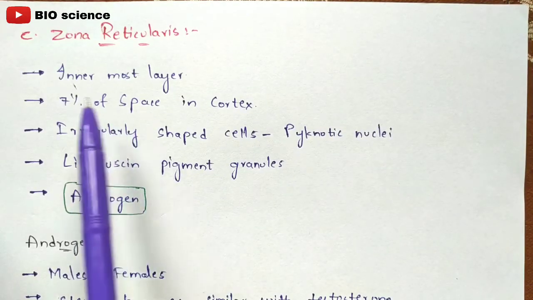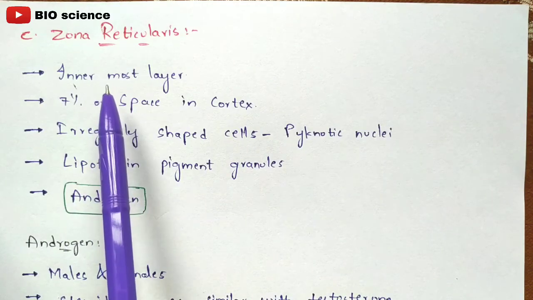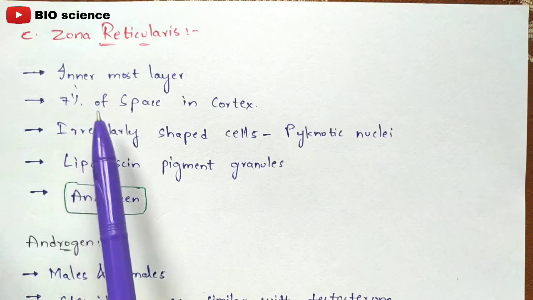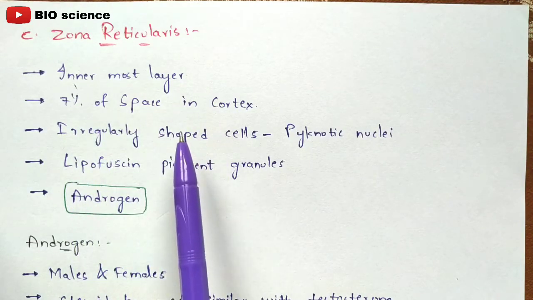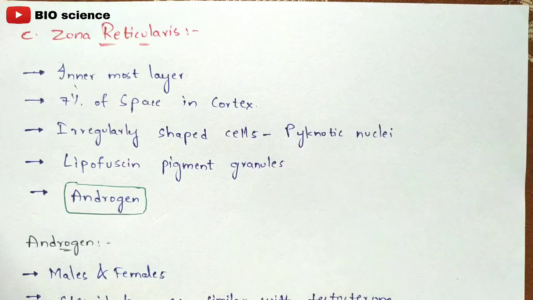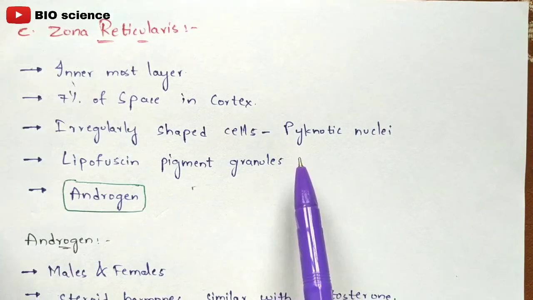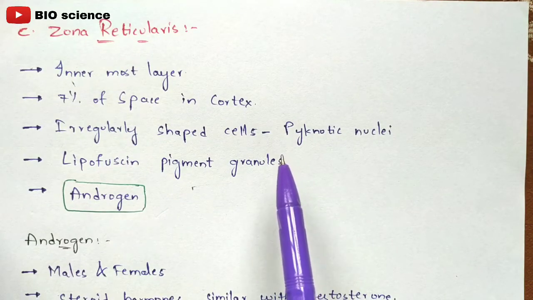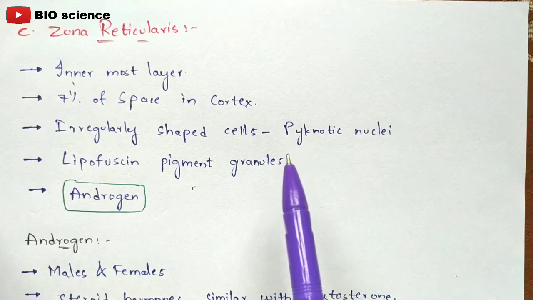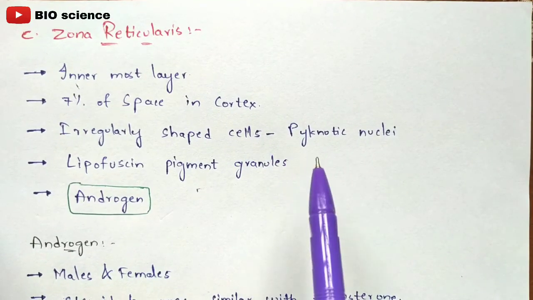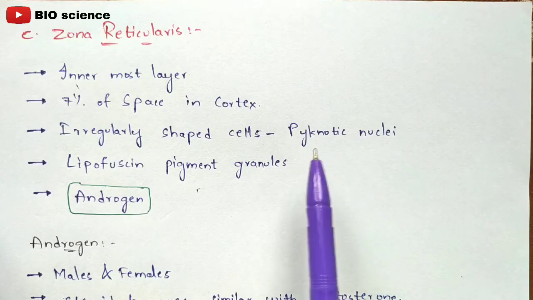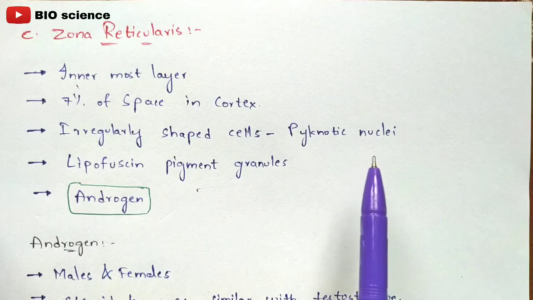So zona reticularis is the innermost layer, right? As you see in the diagram, you can understand it. It is the innermost layer and it occupies 7% of space in the cortex, right? It contains irregularly shaped cells with pycnotic nuclei. So what are pycnotic nuclei actually? We know that cells contain nuclei, right? So inside that nucleus, what will happen? The irreversible condensation of chromatin takes place, and the nuclei which are formed by that process are called pycnotic nuclei, right? I will give a brief explanation about pycnotic nuclei in another video so that you can clearly understand.